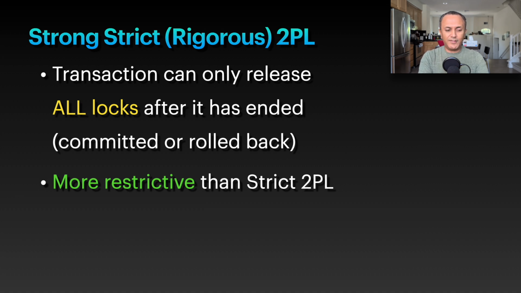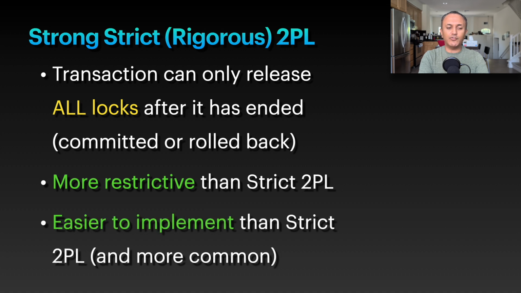The reason this is attractive is that it's easier to implement than strict two-phase locking, because you don't need to know what kind of locks you want to keep and what kind of locks you can release early. This basically just holds all the locks all the way until the end, and then it releases everything once it's committed or rolled back. So this is easier to implement, which also makes it more common in most systems. And like I said, it provides the guarantee of no cascading rollbacks.